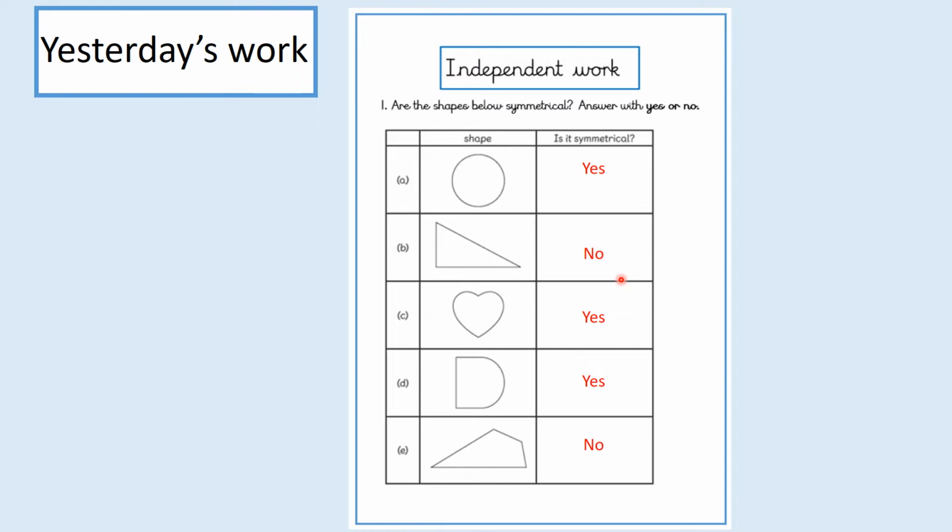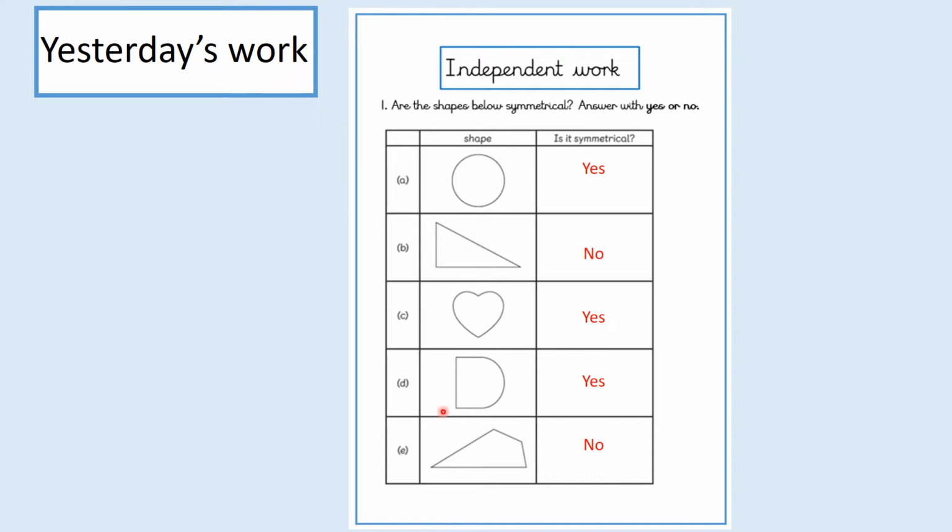B, we have a triangle. We should have put no, it's not symmetrical. We can't draw a line or fold the shape in a place where both halves would overlap exactly. C is actually a love heart shape. Yes, it is symmetrical. We could draw a line of symmetry from the top to the bottom that way.